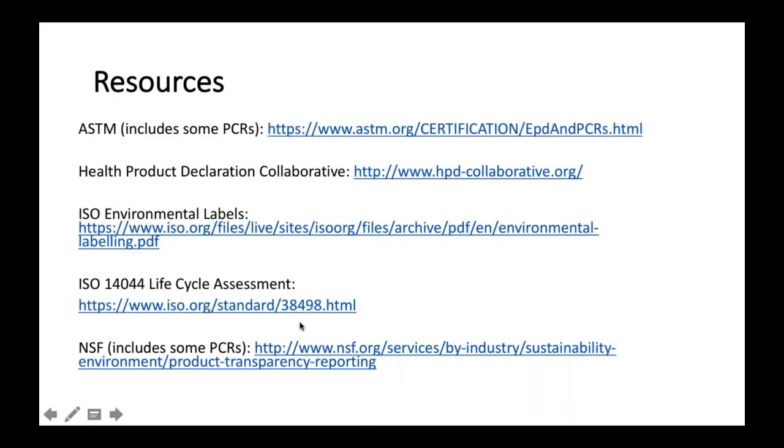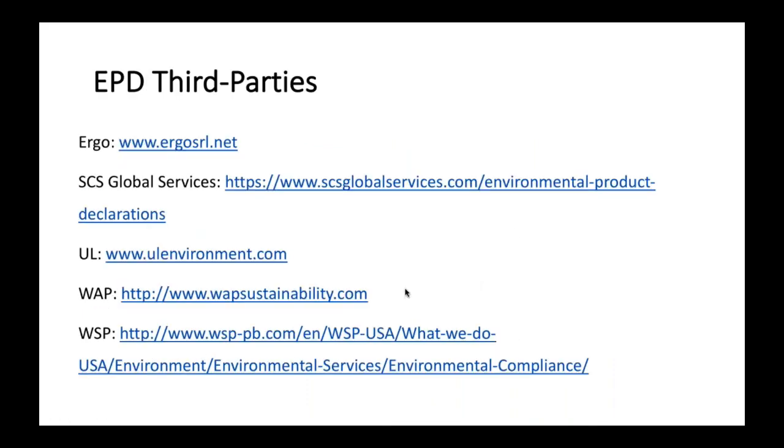Let's go to the next slide, Charlie. And then let's talk about some of the resources we talked about. ASTM, the Health Product Declaration Collaborative, ISO, and the NSF are some of the big names that are involved in this. This is by no means a comprehensive list, but it's a great place to start. For an EPD, you're probably going to be taking a look at some of the third parties, and these, again, are not at all a comprehensive list, but it's a good place to start. It's some of the bigger names that have done some of this work.